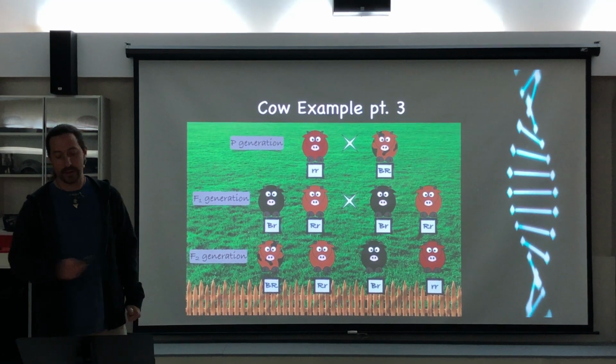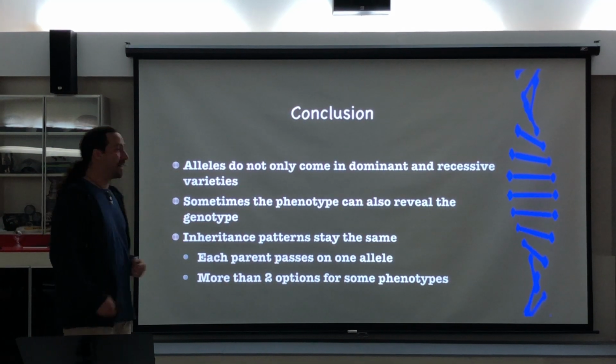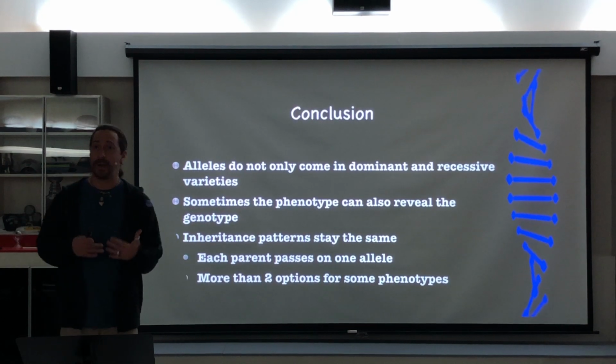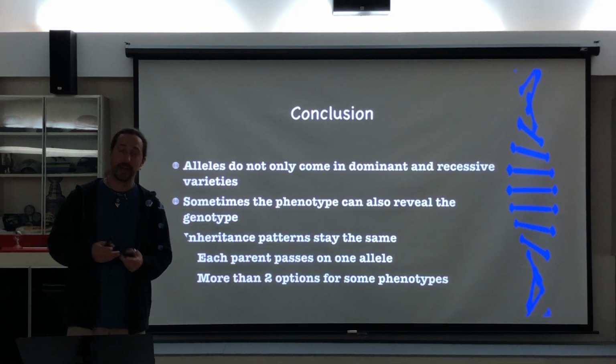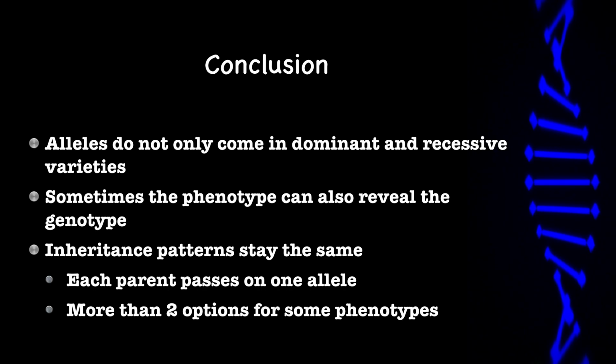All right? So in conclusion, what we got is that the alleles, they don't only come in a dominant or recessive variety. There's different ways that they show up. You can have incomplete and you can also have a codominant interaction, right? And because of that, the phenotype sometimes actually shows us what the genotype is, because neither allele in this case is masked. They both are going to have an impact upon the phenotype, and that means we can tell what the genotype is in these instances.